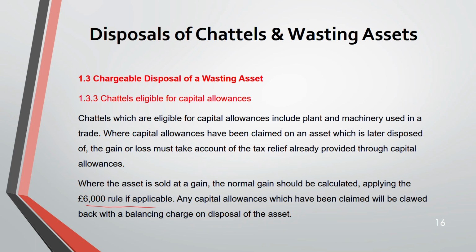Any capital allowance which has been claimed will be clawed back with a balancing charge on disposal of the asset. Remember, in my capital allowance calculation, I have shown that when you are selling, a balancing charge might arise. This is when you are selling at a profit, when your sale proceeds are more than the tax written down value. That means the benefit given to you in capital allowances is now being taken from you through a balancing charge in the capital allowance computation itself.